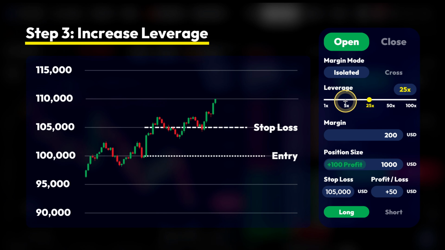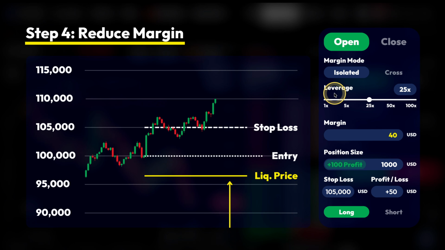In this case, I'm going to push it up to 25x leverage, and in step 4, we now also need to reduce our margin. So far, we've only increased the multiplier, but this new leverage only becomes effective if we also reduce our margin. And what we effectively do is we pull out our own capital from this trade, and we can do that from $200 of margin before down to $40, because then with the new increased multiplier, 25 times 40 will still equal the $1,000 position size.